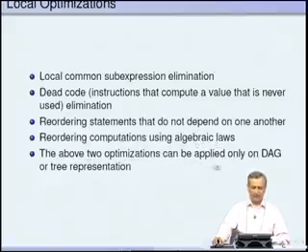The above two optimizations, that is, the reordering of statements that do not depend on one another and reordering computations using algebraic laws, can be applied only on a directed acyclic graph or tree representation. We will see how to do this using value numbering as well. One of these can be done using value numbering.